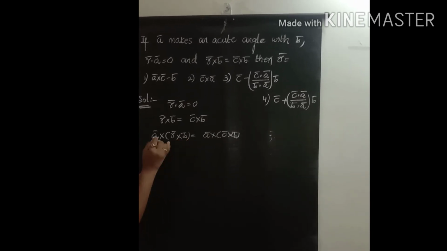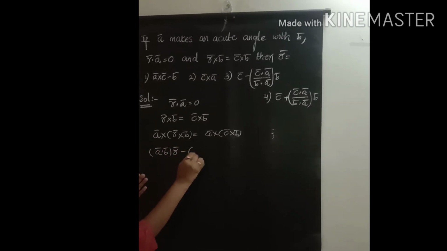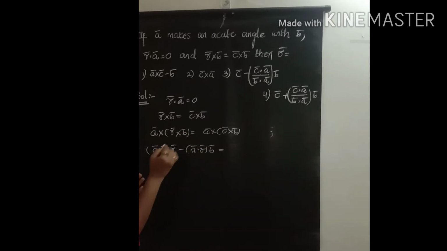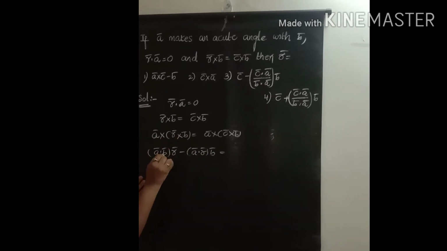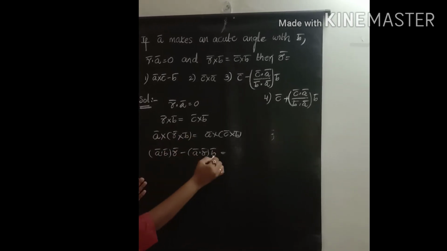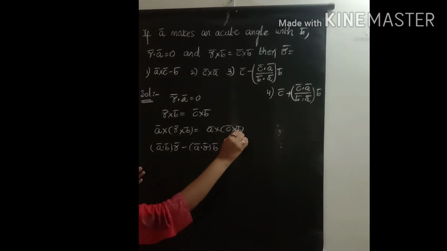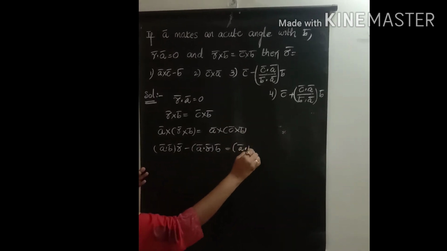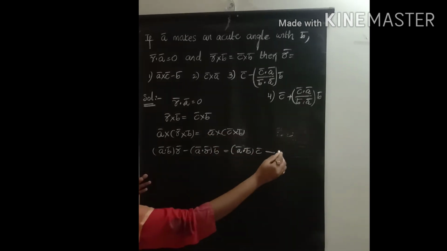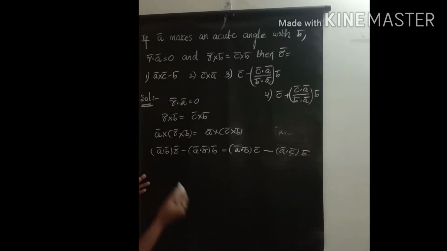So applying the formula, (a·b) r̄ − (a·r) b̄ equals first value dot last value into second value minus first value dot second value into last value. Again applying the same formula here, first value dot second value, that is ā·(b̄ × c̄) minus first value dot second value, that is (a·c) b̄.